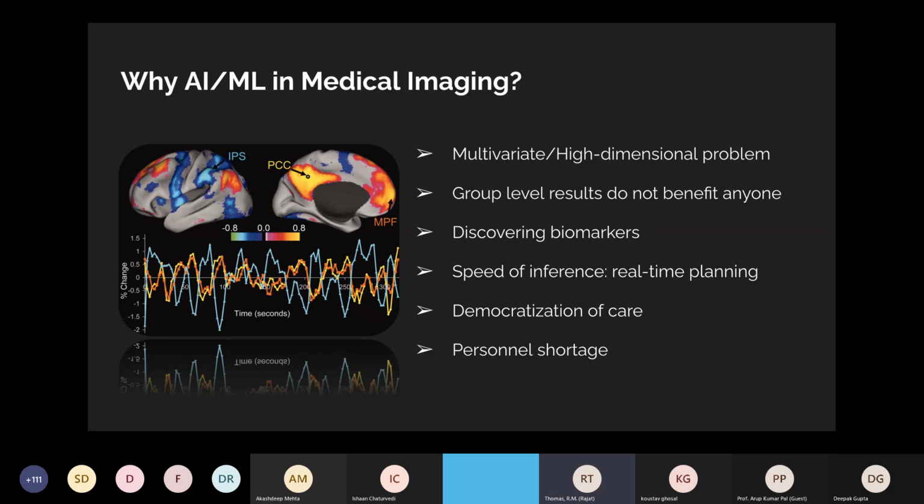And finally, the population is growing, but the personnel that we need with this kind of expertise are not available at the same rate. And that's another issue why we would need AI to sort of help doctors and sort of bridge that gap.